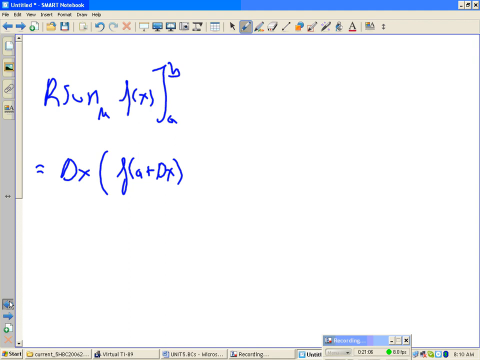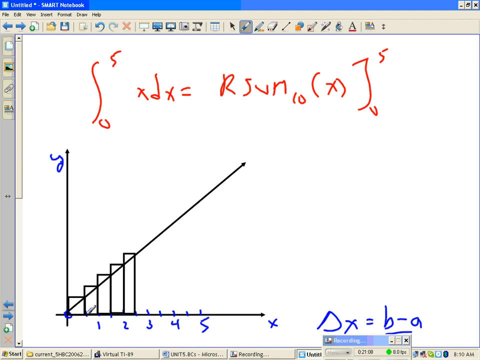Now let's see, is that true? The first height was f of 1/2. a is 0 and delta x is 1/2. So is that f of a plus delta x? What's the next one? f of a plus 2 delta x's. f of a plus 3 delta x's, yes? Okay, let's write it that way.